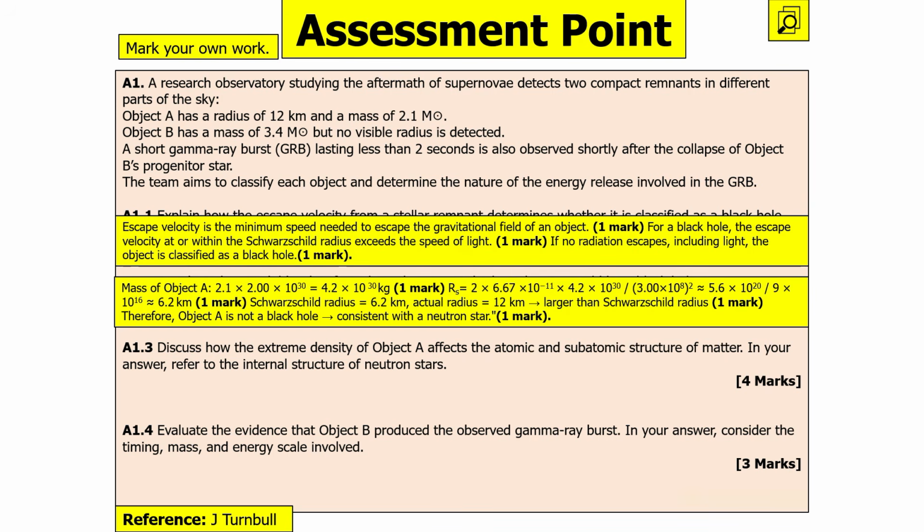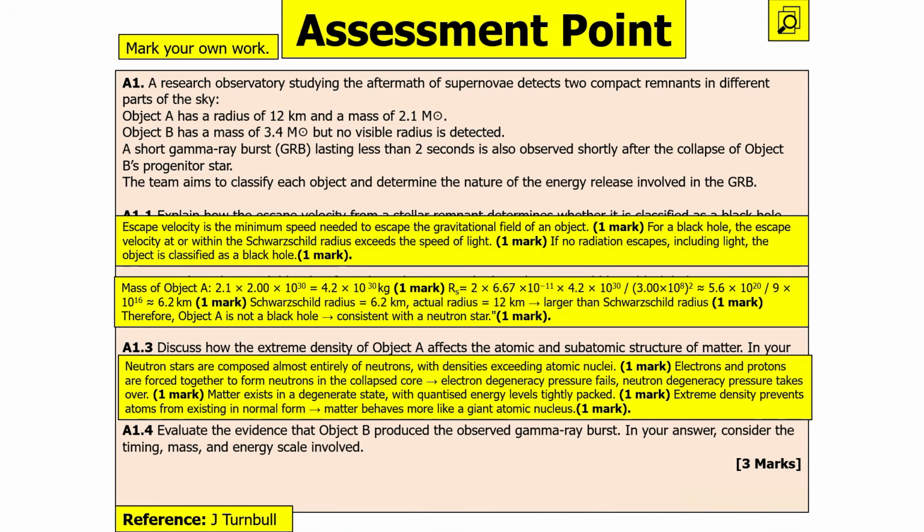Now the actual radius is 12 kilometers, which is larger than the Schwarzschild radius, so object A cannot be a black hole. It is in fact a neutron star. Neutron stars are composed entirely of neutrons with densities exceeding atomic nuclei. Electrons and protons are forced together to form neutrons in the collapsed core. The electron degeneracy pressure fails, the neutron degeneracy pressure takes over, and matter exists in a degenerate state with quantized energy levels tightly packed in.